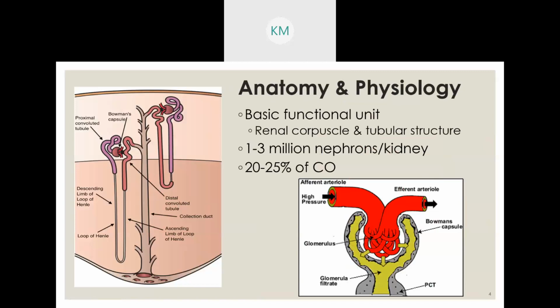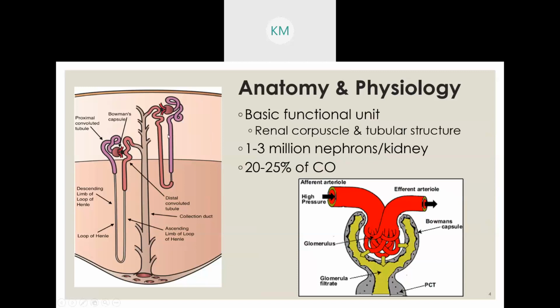There are around 1 to 3 million of these nephrons, most of which, about 85%, are in the cortex and have short loops of Henle. The remaining 15% of nephrons are located near the medulla, and they're called the juxtamedullary nephrons. These nephrons have long loops of Henle, which are responsible for concentration of urine. So here's a long loop of Henle.